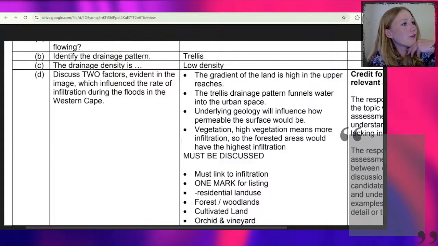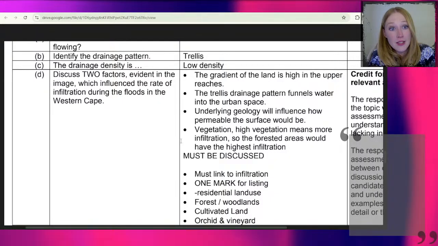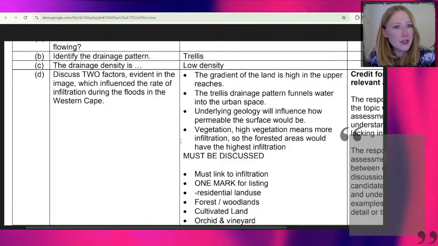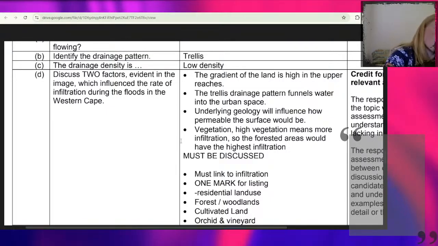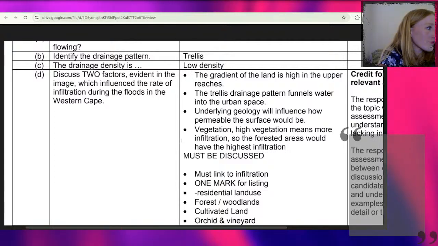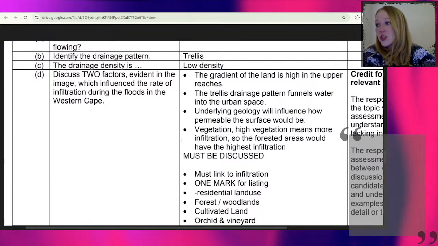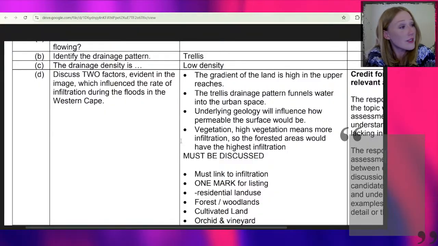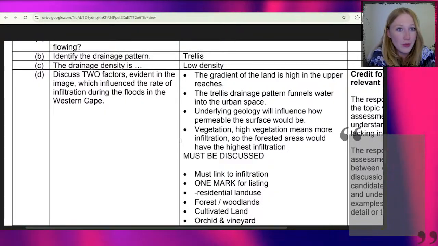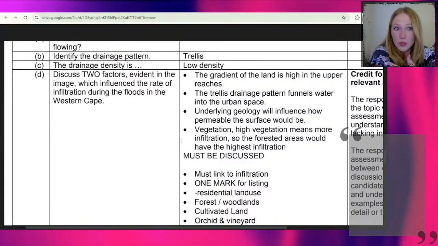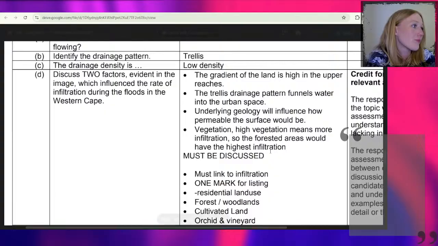Underlying geology will influence how permeable the surface would be. Okay, yes, it would, but we can't necessarily see what the underlying geology is. Oops, sorry. So we can't actually see what the geology is. If it is impermeable, then the water will just run off of it. If it is permeable, then it's more likely to infiltrate.